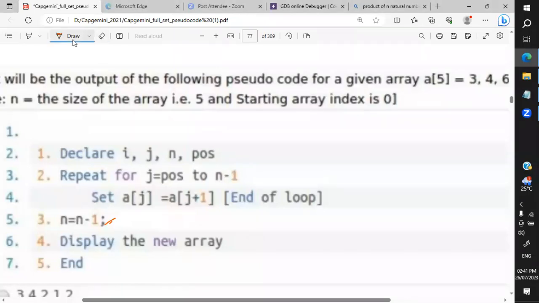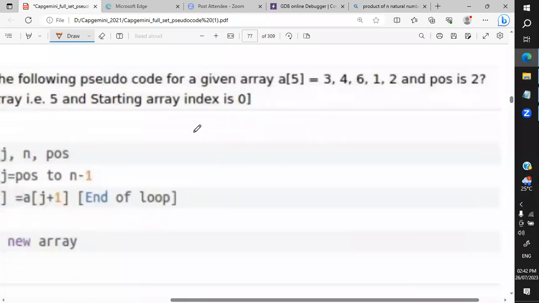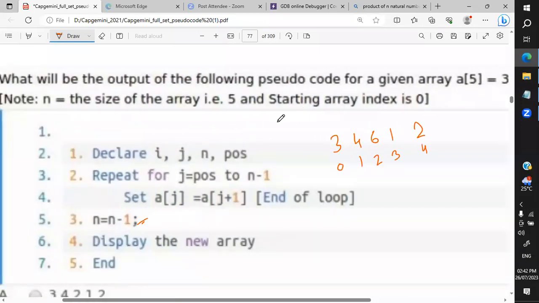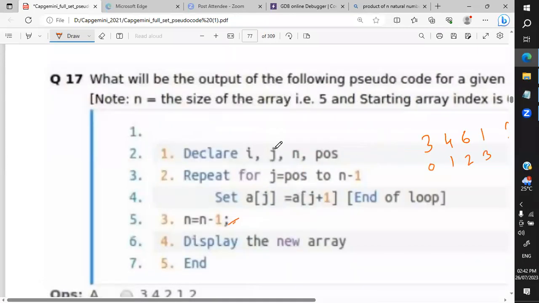No idea why. Okay. So first I have the values 3, 4, 6, 1, and 2. These are the elements I have. For understanding, I'll write the indexes also for this. Indexes are 0, 1, 2, 3, and 4. I hope this is clear, everyone. And position is given as 2. It is given in the question. POS is 2.